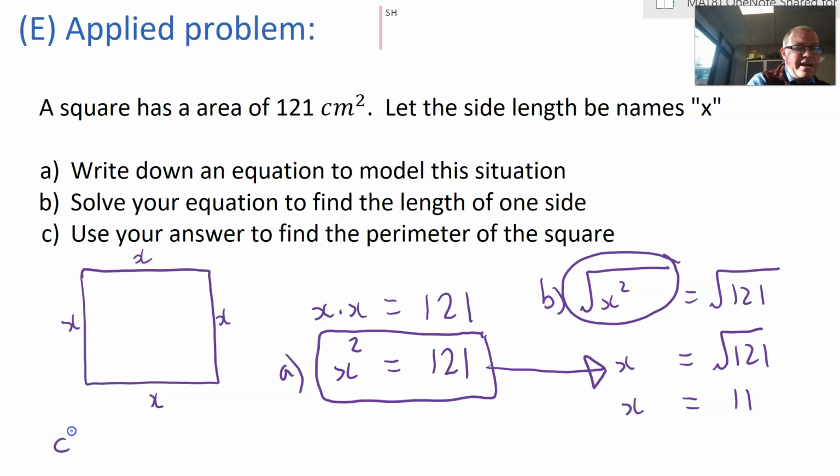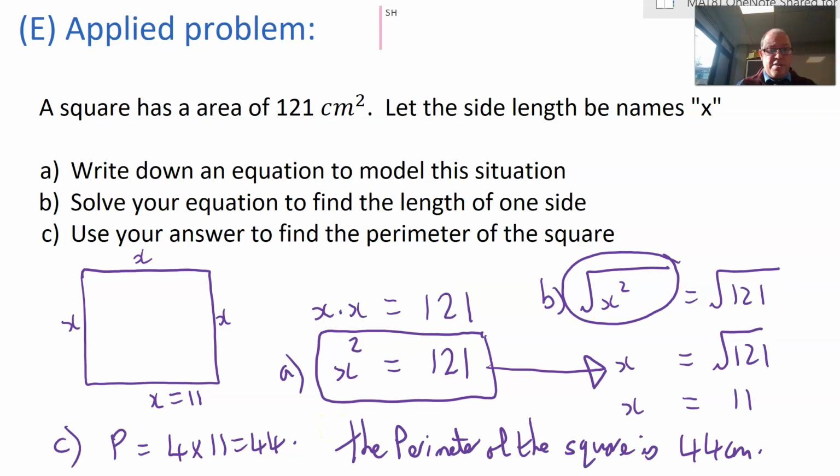Use your answer to find the perimeter. So I now know that the side length is 11, so the perimeter P is 4 lots of 11 equals 44, and finish off with a nice sentence because it's a word problem. I'll just pause it and write my sentence. So there I have it. The perimeter of the square is 44 centimeters. A nice sentence including the units for that communication.